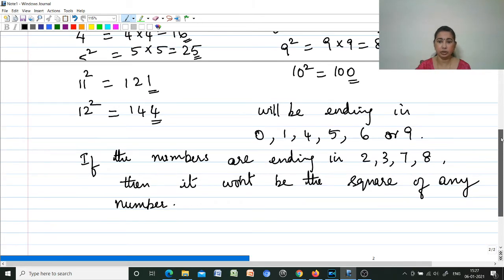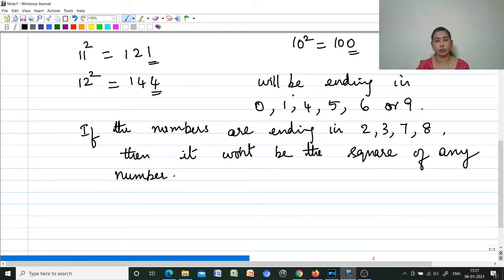So, a very important result: the square of any number ends in 0, 1, 4, 5, 6 or 9. If a number ends in 2, 3, 7 or 8, we can say that it is not the square of any number.